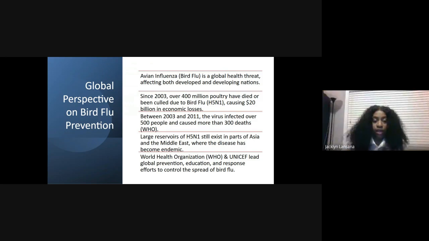To just see the global perspective on bird flu prevention, avian influenza is a global health threat affecting both developed and developing nations around the world. Since 2003, over 400 million poultry have died or have been culled due to the bird flu H5N1, causing $20 billion in economic losses. Between 2003 and 2011, the virus infected over 500 people and caused more than 300 deaths, according to the World Health Organization's resources.